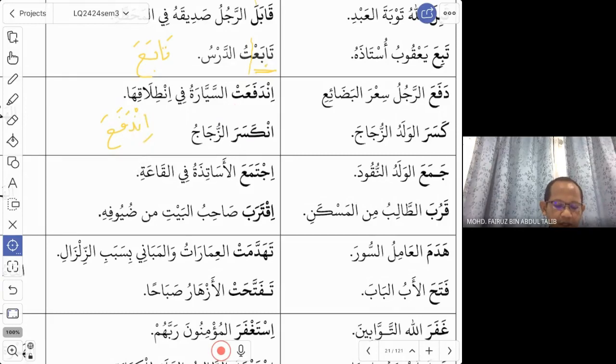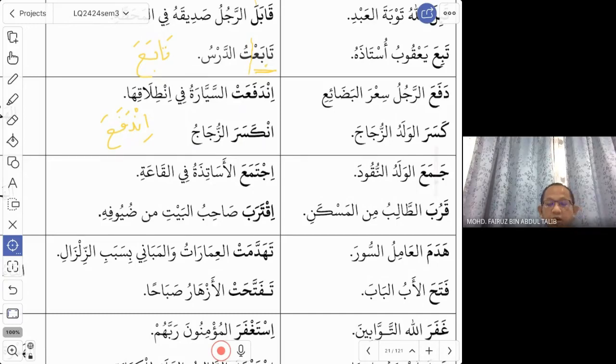Fintilaqiha, when it is driven. When somebody drives the car, suddenly the car moves rapidly. So that is meant by in dafa'a. Okay, in dafa'a. So it moves rapidly. In dafa'at as-sayyara fi intilaqiha.